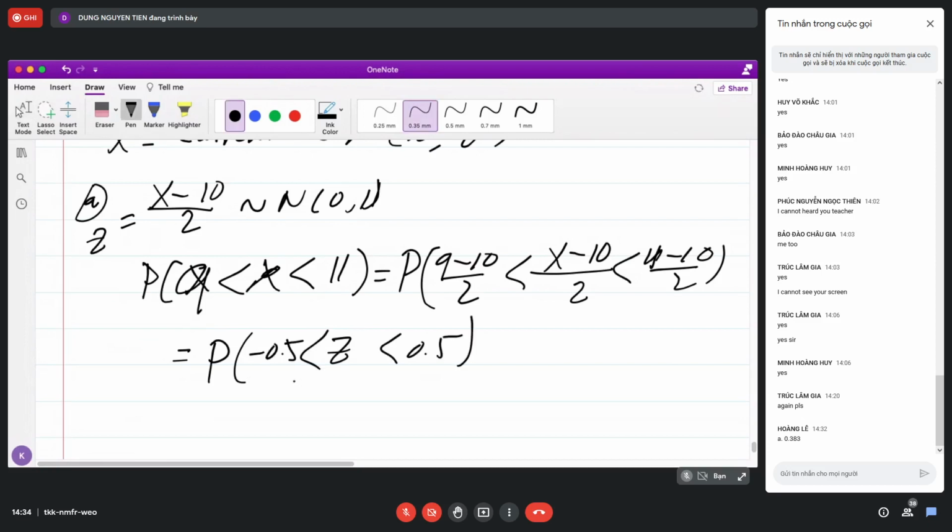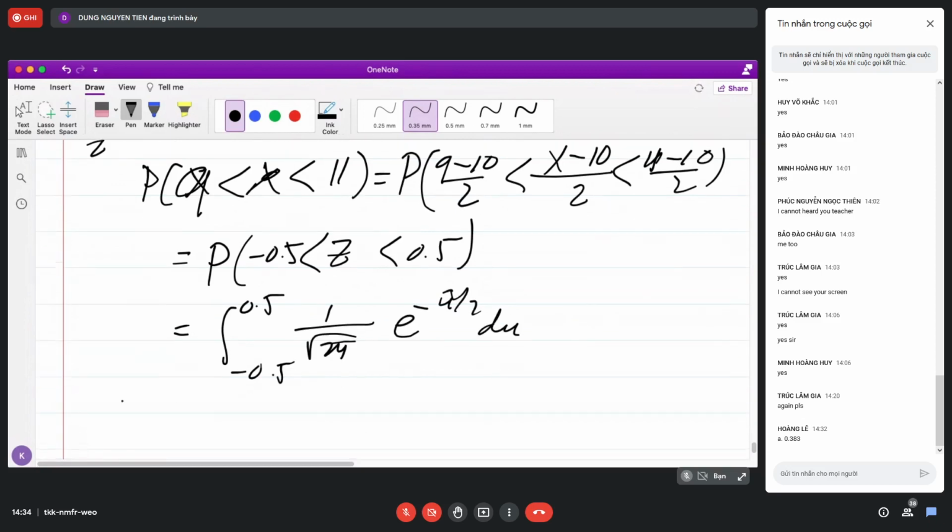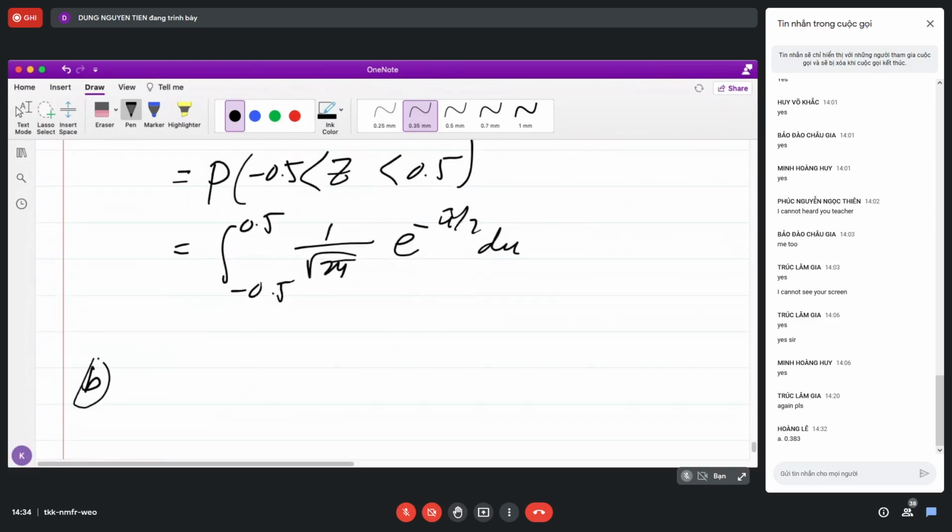Do you understand? And then you get the integral from minus 0.5 to 0.5. The density function you need to use is 1 over square root of 2 pi times e to the minus u squared over 2 du, and then you can use the calculator to get the answer. So I will skip that part. Question B.